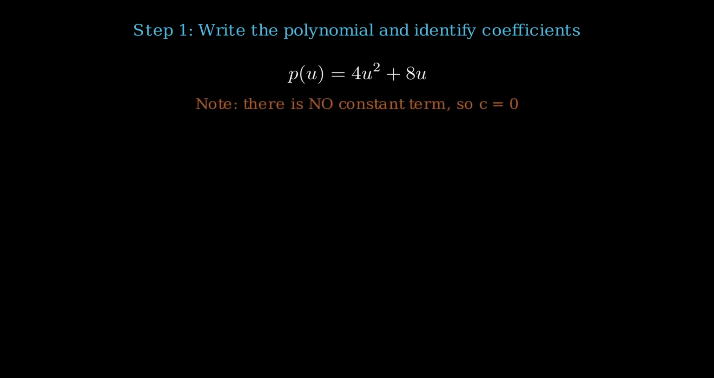P of u equals 4u squared plus 8u. We note that this polynomial has no constant term, so c equals 0. Here a equals 4, b equals 8, and c equals 0. Step 2. Factorize by taking out the common factor.